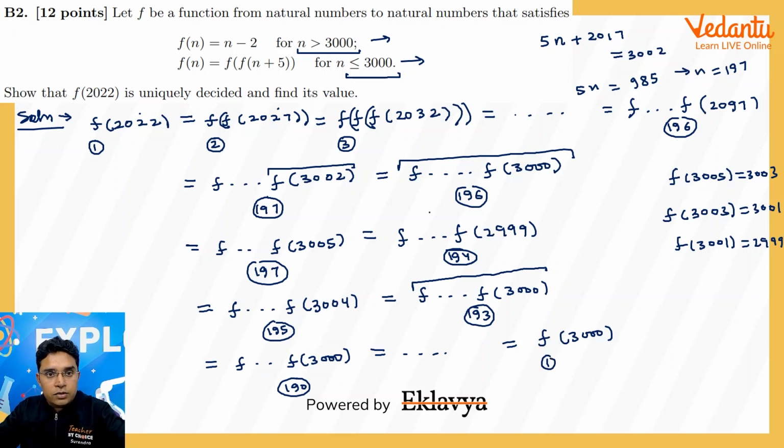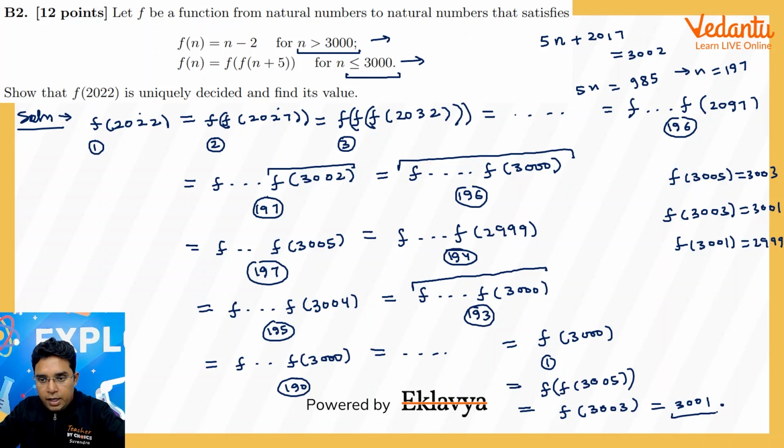Now for 3000, we can again use the second formula. So this will become f of 3005. And then we will be getting f of 3003 first, because we will be using the first result, and then we will be getting 3001. So here I have proved it for 2022, but this difference of 3 is a very critical thing: when you reduce the appearance of f by 3, we will be getting the same number here, and this 3000 is for 2022.